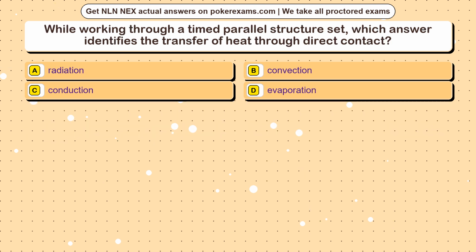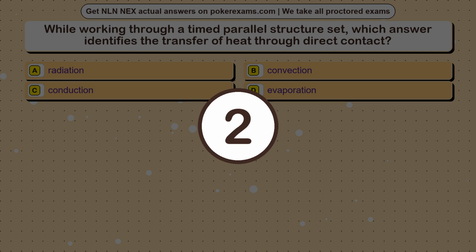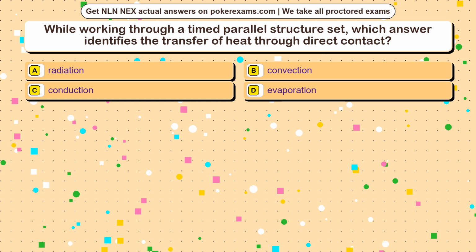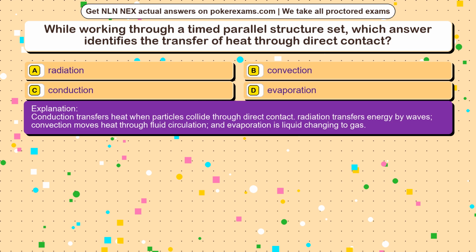Question 8. While working through a timed parallel structure set, which answer identifies the transfer of heat through direct contact? Option A, radiation. Option B, convection. Option C, conduction. Option D, evaporation. The correct answer is option C. Conduction transfers heat when particles collide through direct contact. Radiation transfers energy by waves. Convection moves heat through fluid circulation, and evaporation is liquid changing to gas.